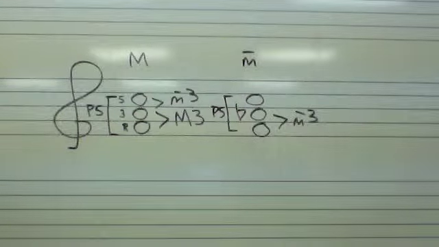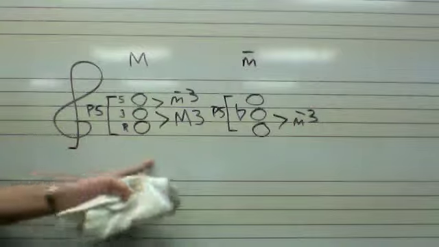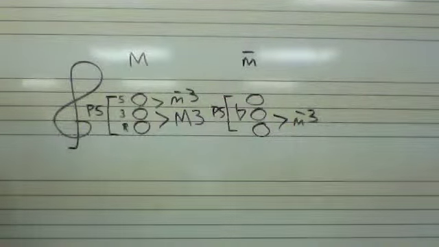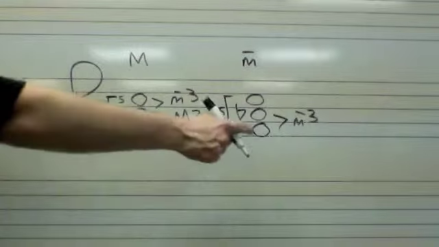That's the difference between a major and a minor triad, the distance from the root to the third. Both of them have a perfect fifth between the root and the fifth. The major is major, minor is minor.